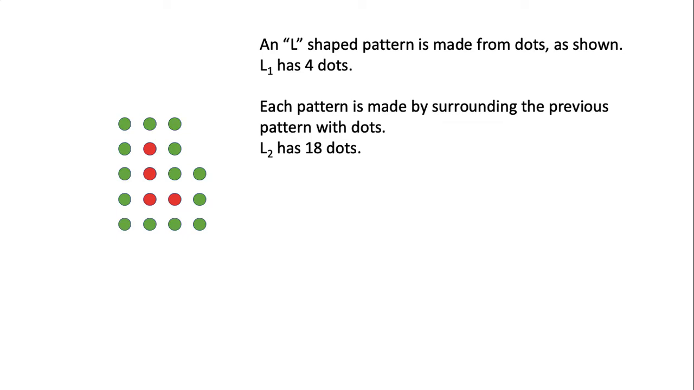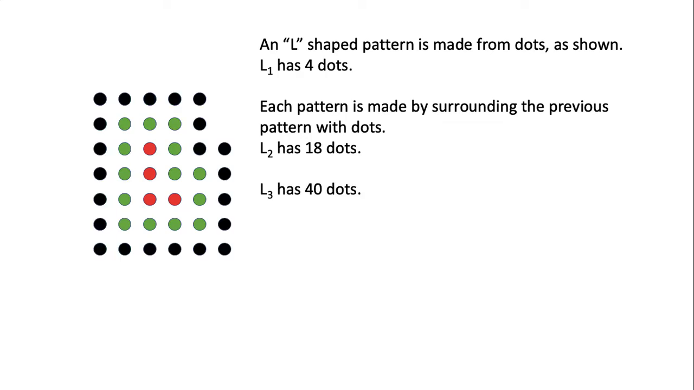Each pattern is made by surrounding the previous pattern with dots. So there's green dots all around the red dots now for the second L shape, and that makes 18 dots, which are a mixture of red dots and green dots. I've surrounded that shape by some more dots to get L number 3, and L3 has 40 dots. You can count them up if you like.